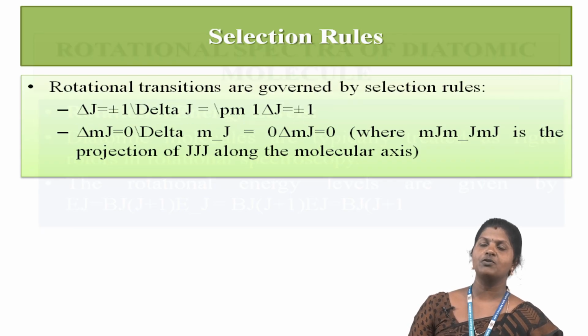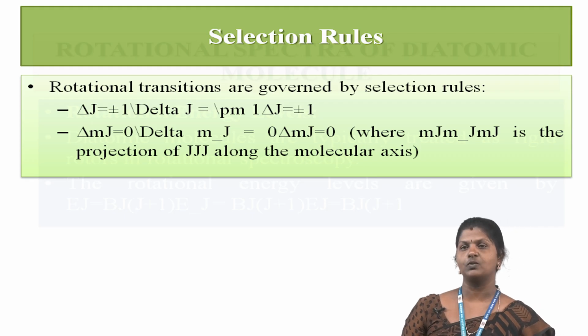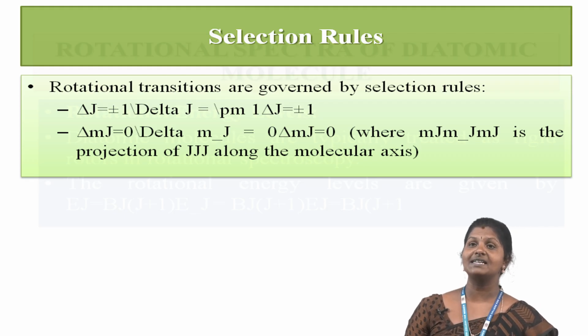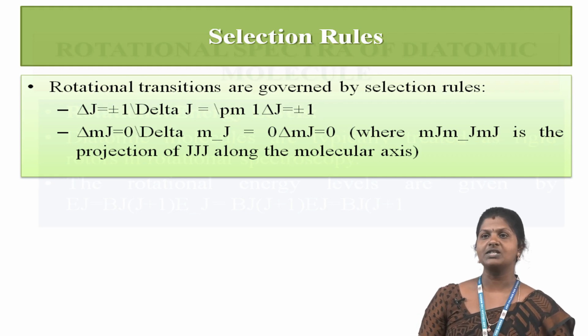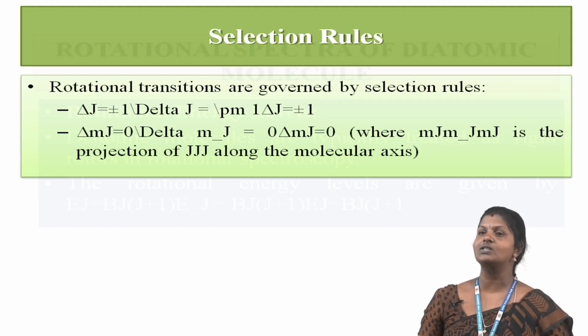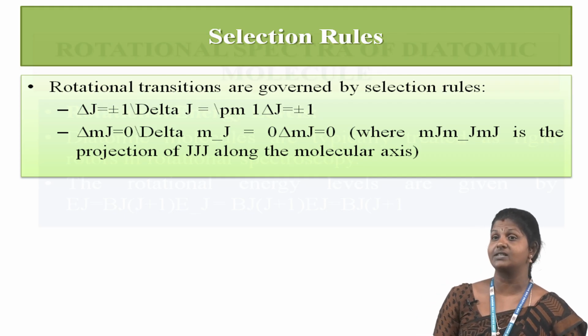The selection rule of rotational spectroscopy: the rotational transitions are governed by selection rules. ΔJ is equal to plus or minus 1, and ΔM_J is equal to 0, where M_J is the projection of J along the molecular axis. Discuss why these rules are important for observing spectral lines and how they contribute to the structure of the rotational spectrum.